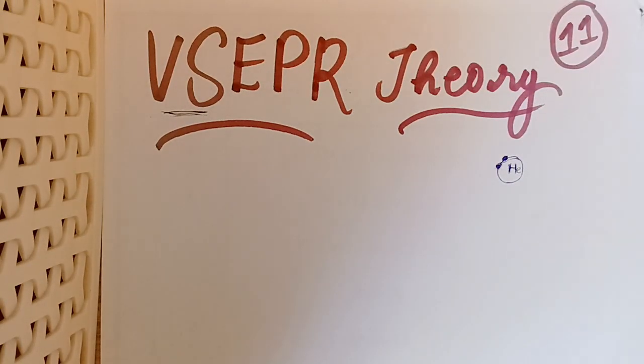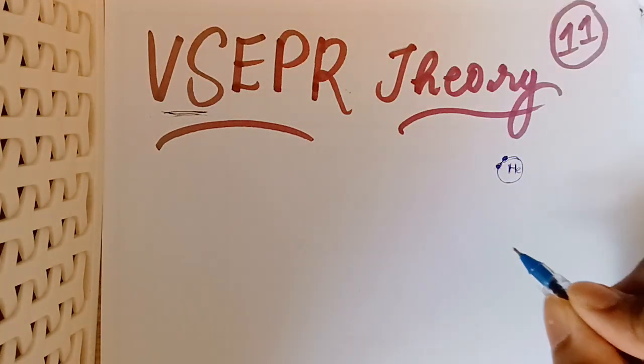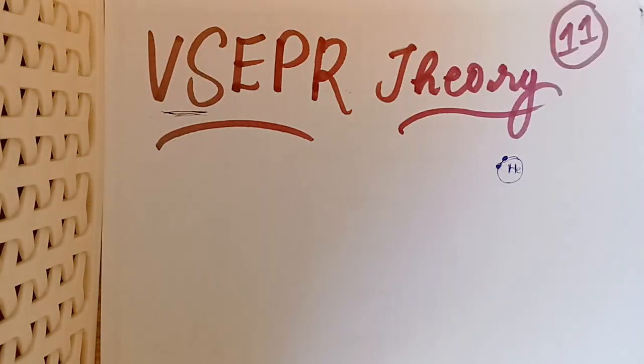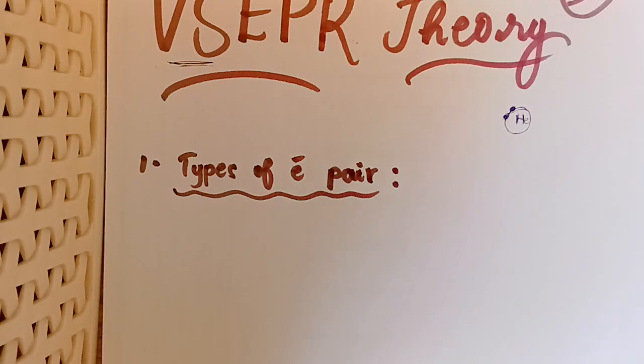So the theory simply says the electron pairs around the central atom repel each other and arrange themselves as far as possible to reduce repulsion. So the way in which the electrons are arranged in the outermost shell to avoid repulsion is what this theory talks about. The first topic that we'll be covering is the types of electron pairs.